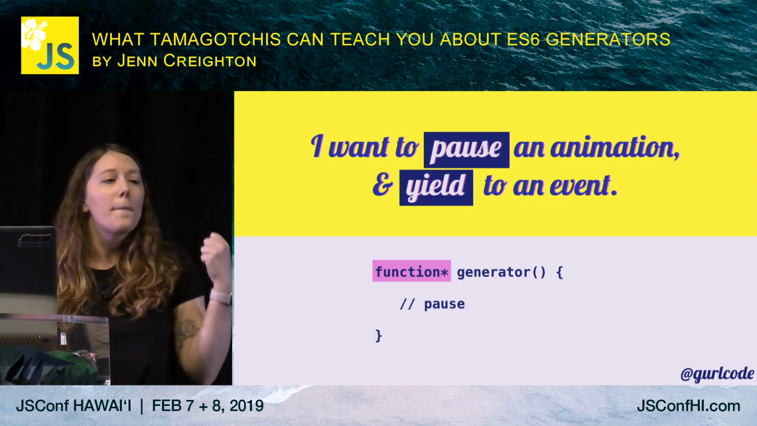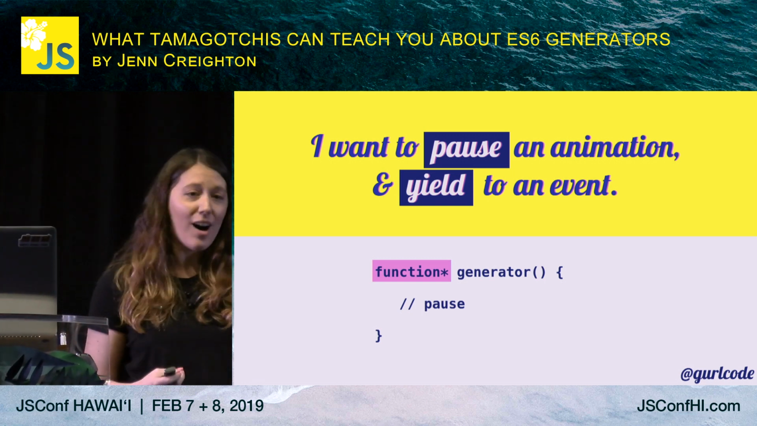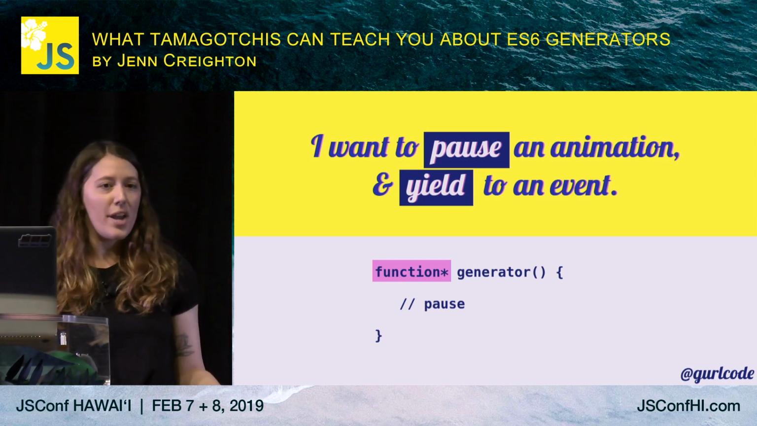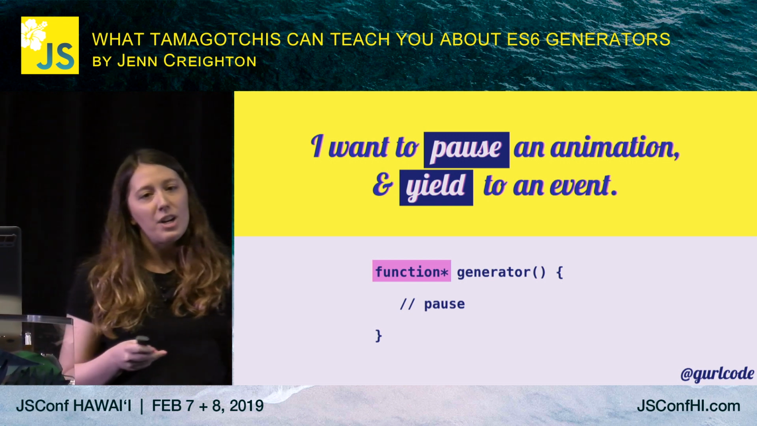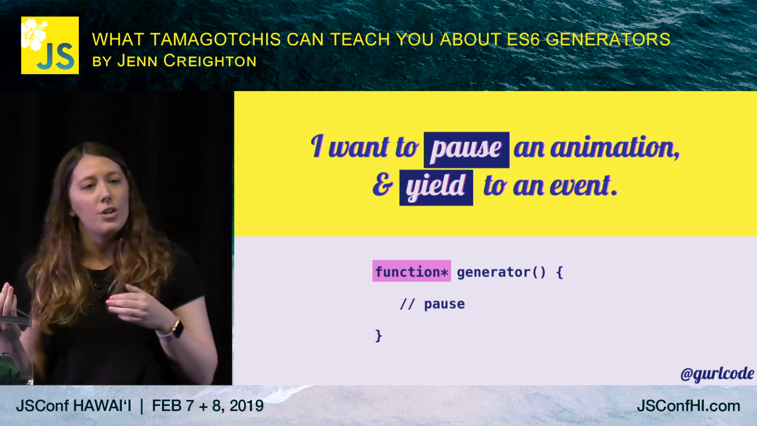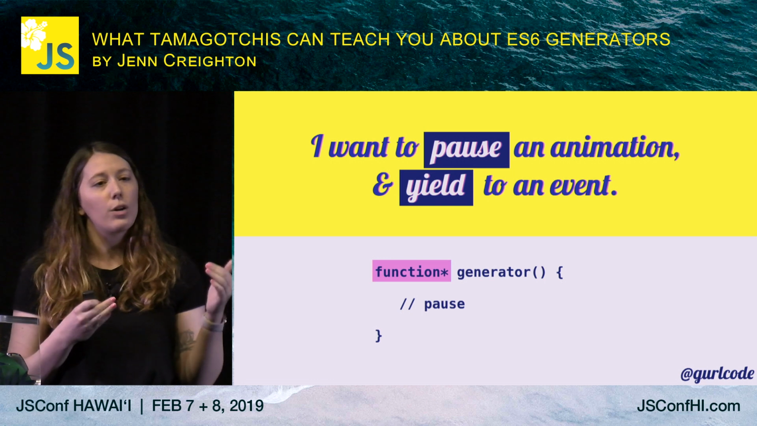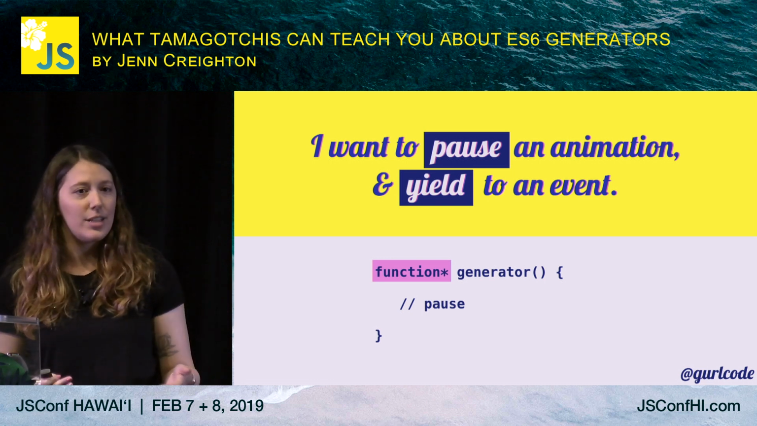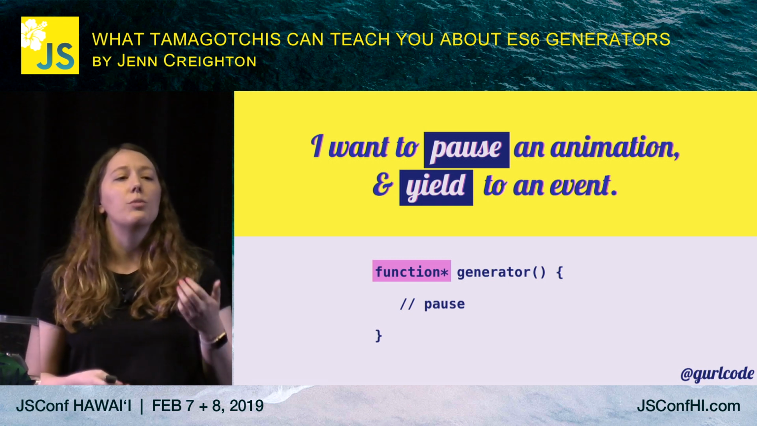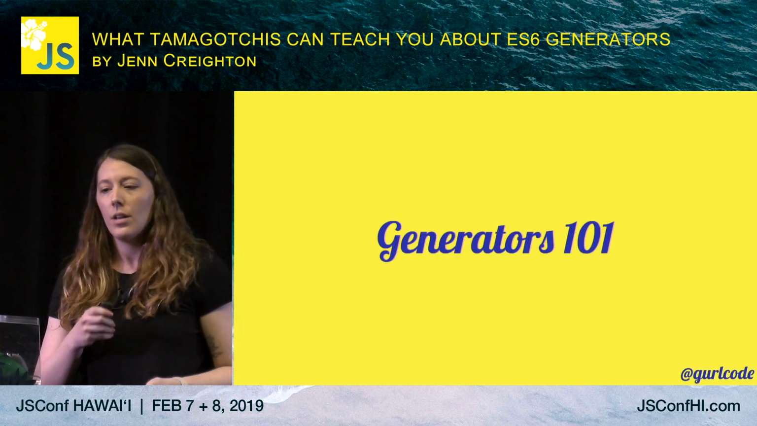So generators are amazing because they're code that can be paused. So most of the code that you write is run to completion. Once it starts, there's no actually stopping it. Even if you're doing async work, you're throwing it onto the event loop, and it's going to come back around. You can't tell it to cancel itself and stop. You can't pause it. But with generators, you can pause and resume code. So let's take a look at them.